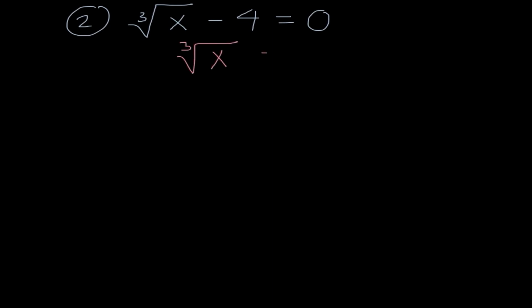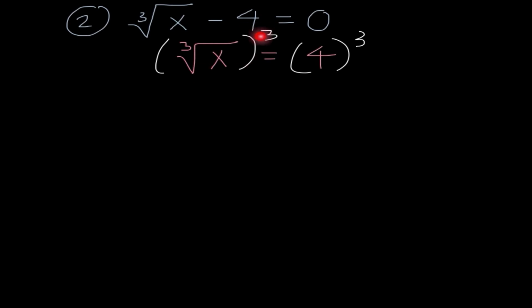So I'm going to add 4 to both sides. And now I need to think, what could I do to undo this radical? And I'm actually going to take both sides to the 3rd power. And we can think of this really in 2 different ways.